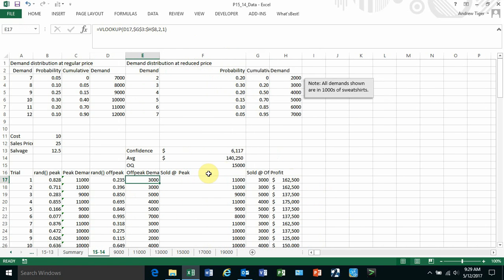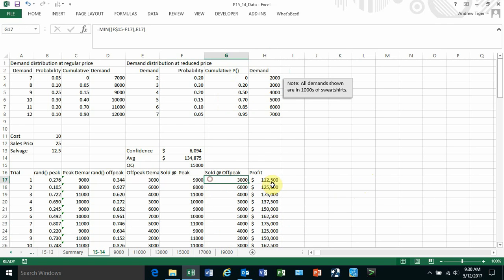What I can sell during peak is the minimum of my order quantity and the peak demand. If I have 15,000 on hand and my peak demand is 11,000, I can sell 11,000. And then what I have left over is 4,000. So what I can sell off-peak is the smaller of the leftovers, my order quantity minus what I sold at peak, and my off-peak demand. So I've got how much I've sold at peak and at off-peak.